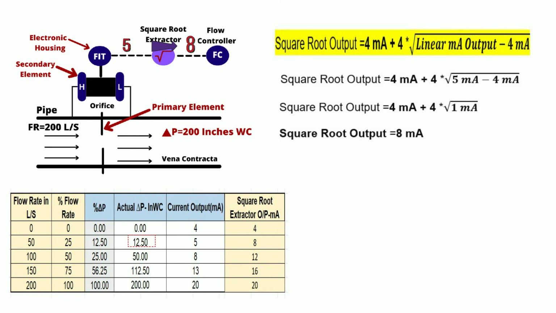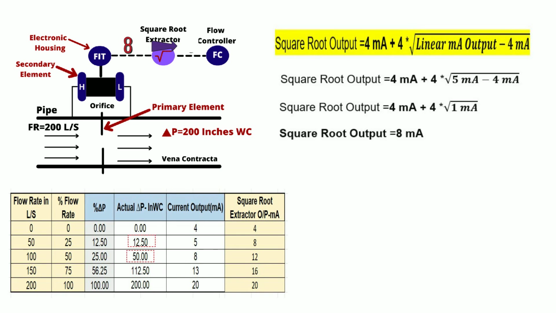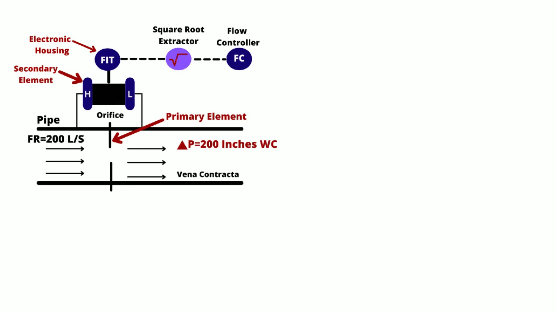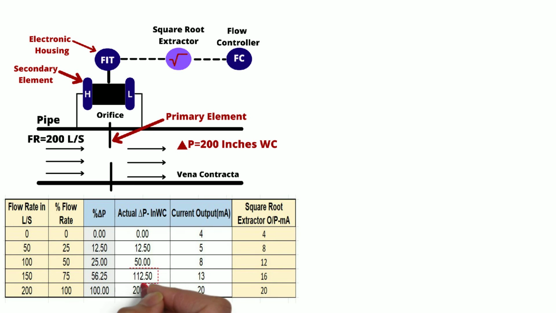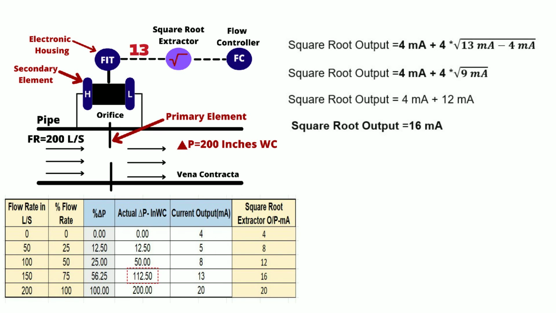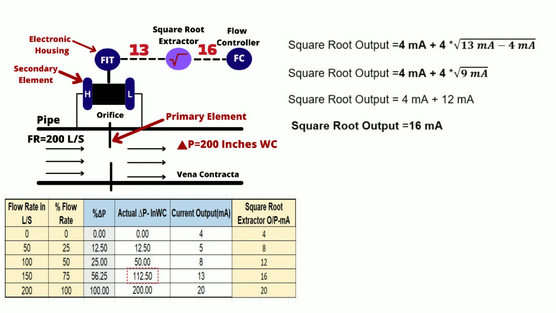Let's take one more example, when the input pressure is 50 inches of water column, and the transmitter output is 8 milliamperes. If we put 8 milliamperes in this equation, and do simple math calculation, it will give 12 milliamperes. This is the output of the square root extractor. Similarly, when the input pressure is 112.50 inches of water column, and the transmitter output is 13 milliamperes, in this case, the square root extractor output will be 16 milliamperes. This is the simple and easy method to convert any linear output into square root output.